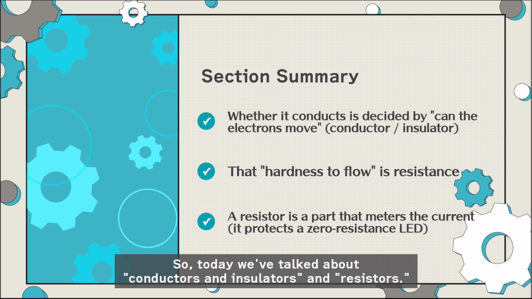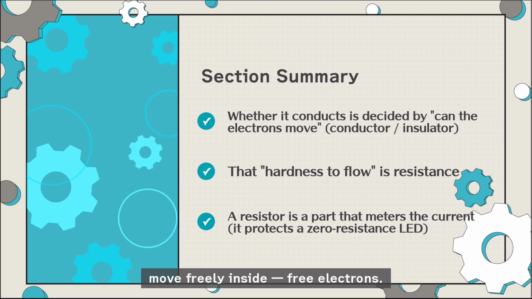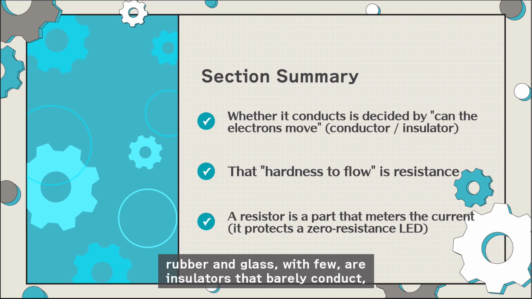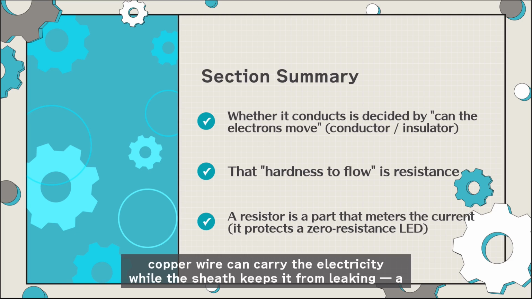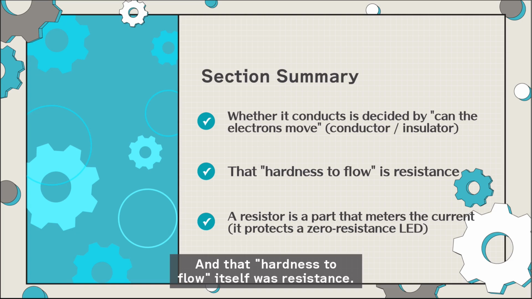So today we've talked about conductors and insulators and resistors. First, whether electricity conducts or not is decided by the number of electrons that can move freely inside, free electrons. A metal with many free electrons is a conductor that conducts well. Rubber and glass with few are insulators that barely conduct, and their hardness to flow differs by orders of magnitude. That's exactly why, like a power cord, copper wire can carry the electricity while the sheath keeps it from leaking, a division of roles. And that hardness to flow itself was resistance.